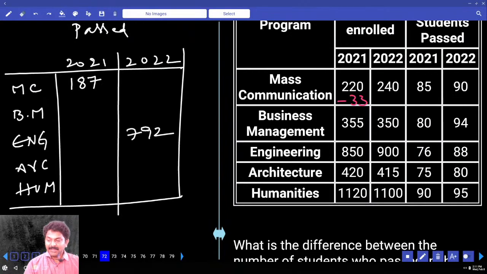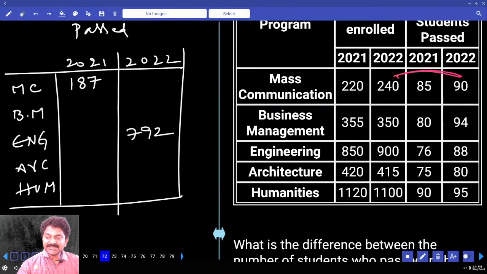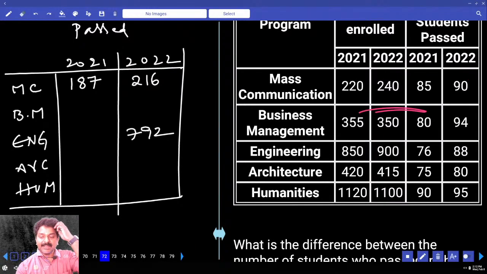187. Next year, it is 90%. 90% in the sense subtracting 10% only, which is 216. For business management, 80% are passed. Subtracting 20%. What is 20%? 71. 5 minus 1, 4.